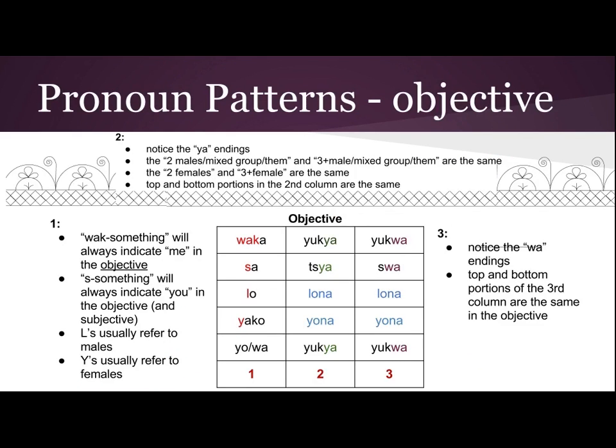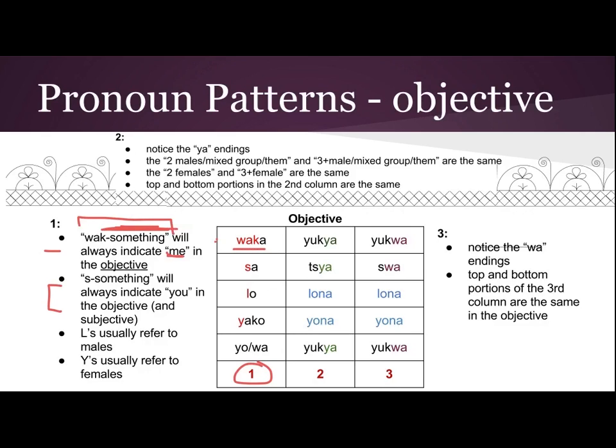And onto the patterns for the objective side. So there's going to be some similarities that we'll talk about between both of them in a second here, but let's just focus on the objective. For the first column, generally for any stem, a WAK something, and this something is generally the letter of the stem, will always indicate me in Oneida in that spot for that pronoun.